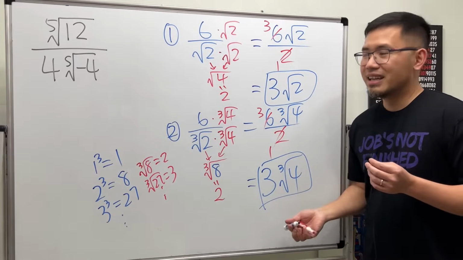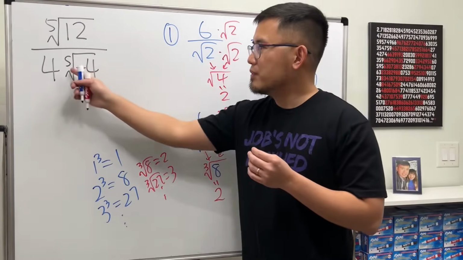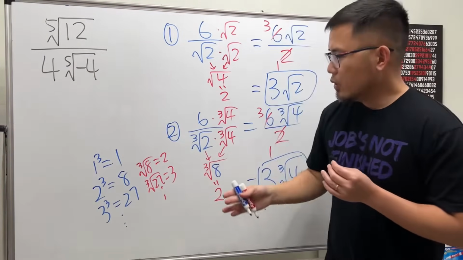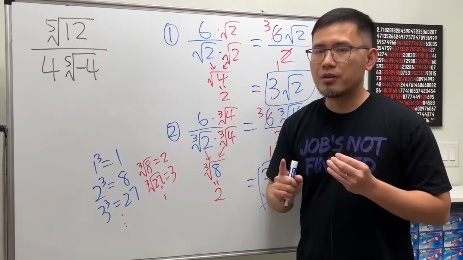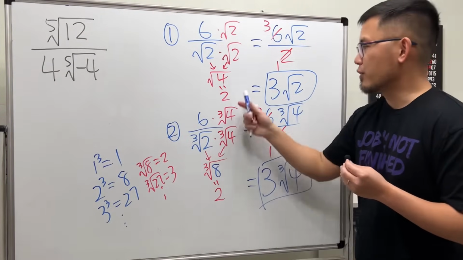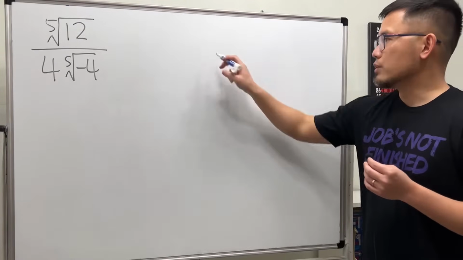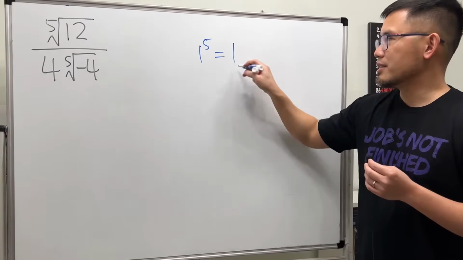Just like that. Now, we have the fifth root of negative 4. So, in order to rationalize that, we have to think about how to produce a perfect fifth power. And let me write that down for you. First, let's begin with 1 to the fifth power. It's just a nice start.